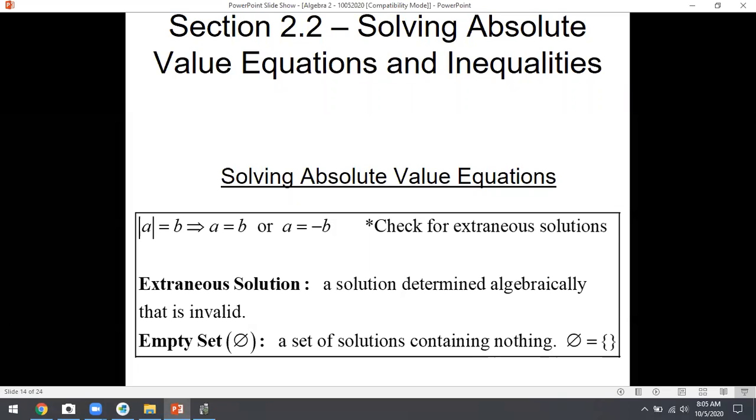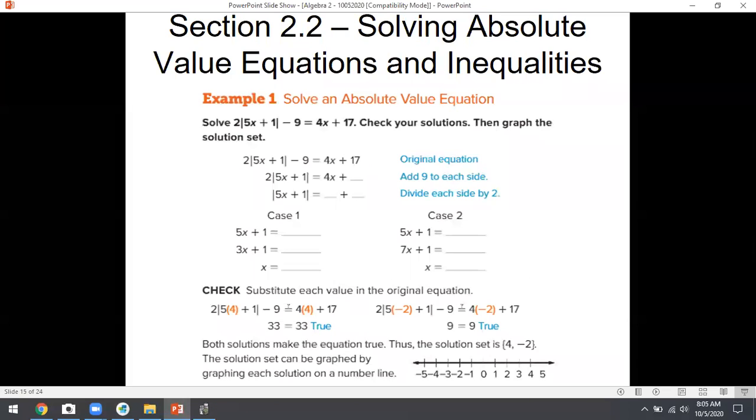Let's take a look at an example, shall we? Okay, so here's our first example. Example 1, let's write it down. I'm going to do it. Looks like fun. 2 times the absolute value of 5x plus 1 minus 9 is 4x plus 17. This is actually a very complicated starting off point. Nonetheless, the concept will be the same.